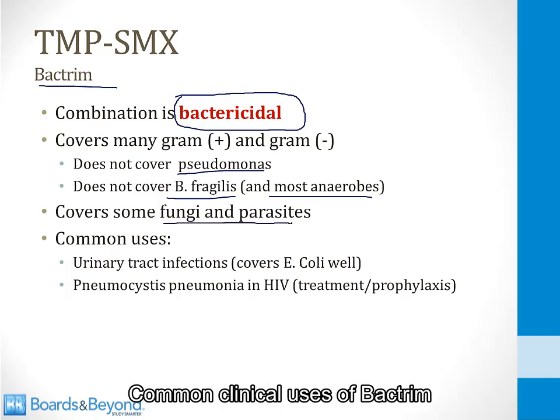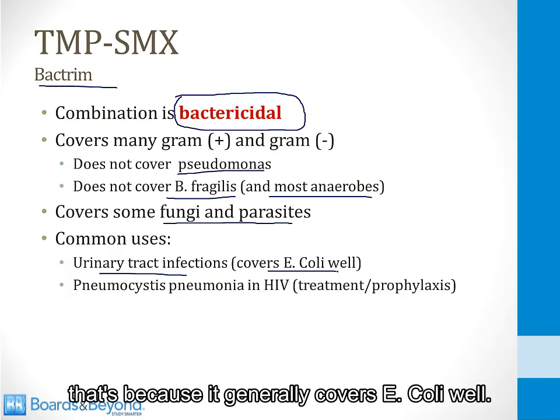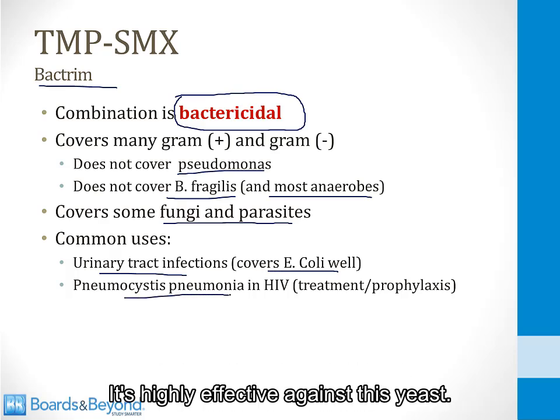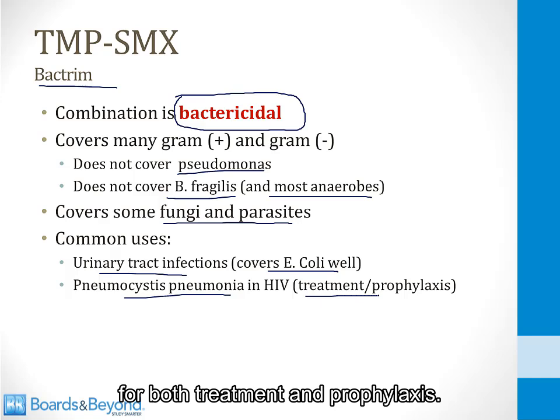Common clinical uses of Bactrim include urinary tract infections. That's because it generally covers E. coli well. In addition, it's often used to treat pneumocystis pneumonia in patients with HIV. It's highly effective against this yeast, and therefore it's useful for both treatment and prophylaxis.